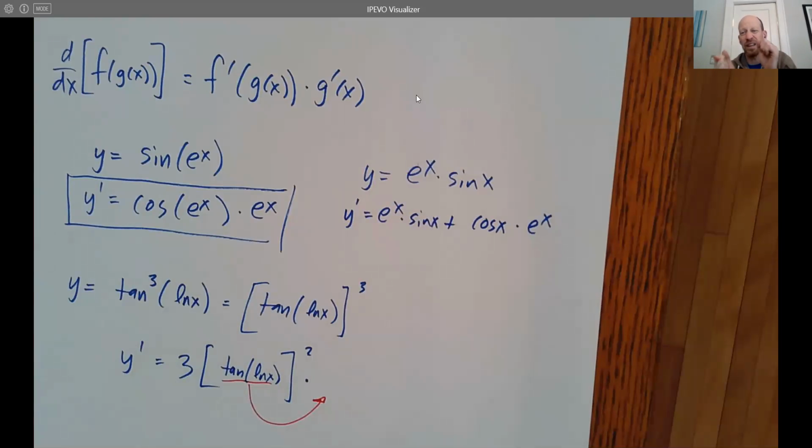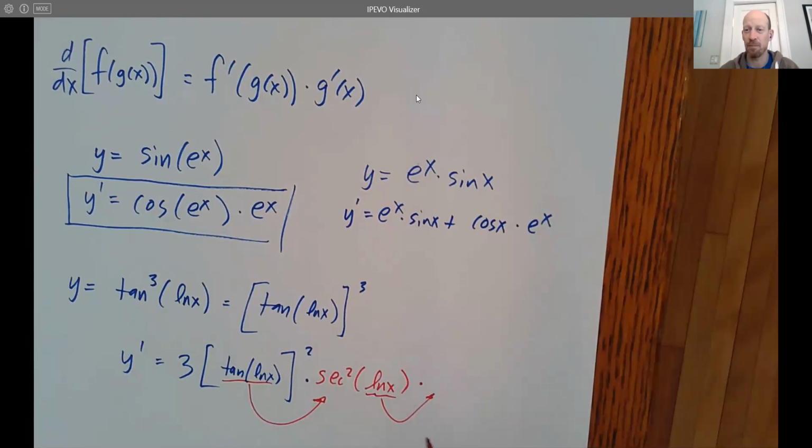Think of this one like peeling an onion. I've peeled off the outer function and now I get to see what's inside. What's inside is tangent of natural log of x. So this is another chain rule situation. The derivative of this, I have to use the chain rule. The derivative of tangent is secant squared. I replace the x with the natural log of x. That inner function doesn't change. And then I multiply by the derivative of the inner function.